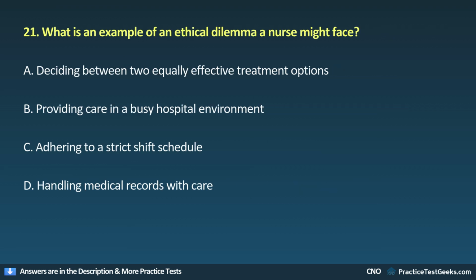21. What is an example of an ethical dilemma a nurse might face? A. Deciding between two equally effective treatment options. B. Providing care in a busy hospital environment. C. Adhering to a strict shift schedule. D. Handling medical records with care.